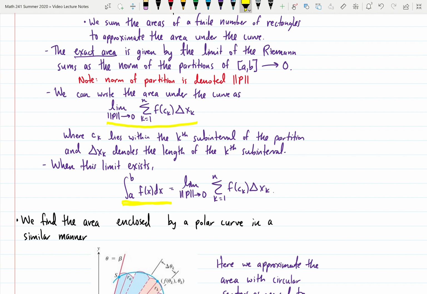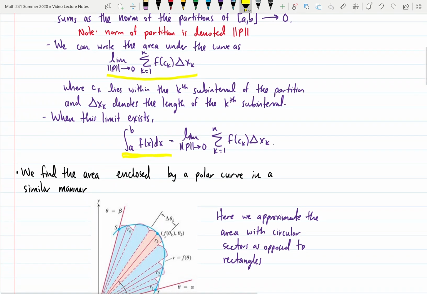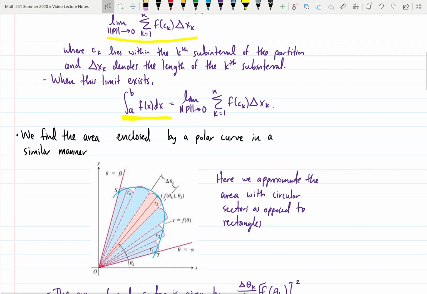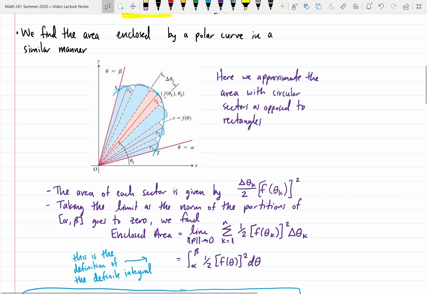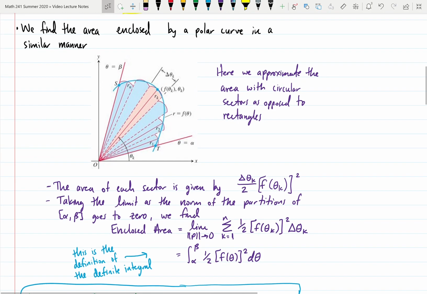And I just wanted to review this because it ties in nicely with the same kind of method that we use to calculate area that's enclosed by a polar curve. So my drawing skills kind of hit the wall when it came to drawing these little sectors to estimate the area bounded by the polar curve here. So I just stole an image from the textbook. The difference here is that instead of approximating the area with rectangles, we're actually approximating the area with circular sectors.